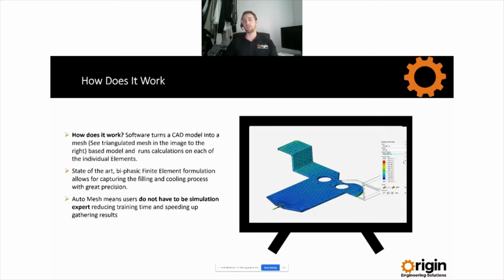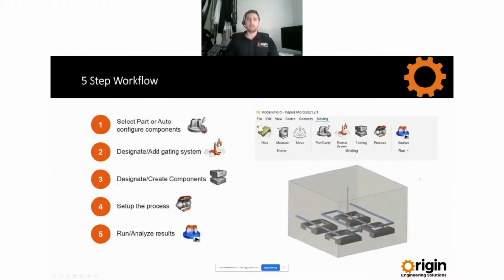If you want to do a more detailed analysis with maybe more processes such as packing and cooling, you might do a smaller mesh size to get higher accuracy results. So the meshing isn't complicated, and we'll see that shortly. This is the 5-step workflow.